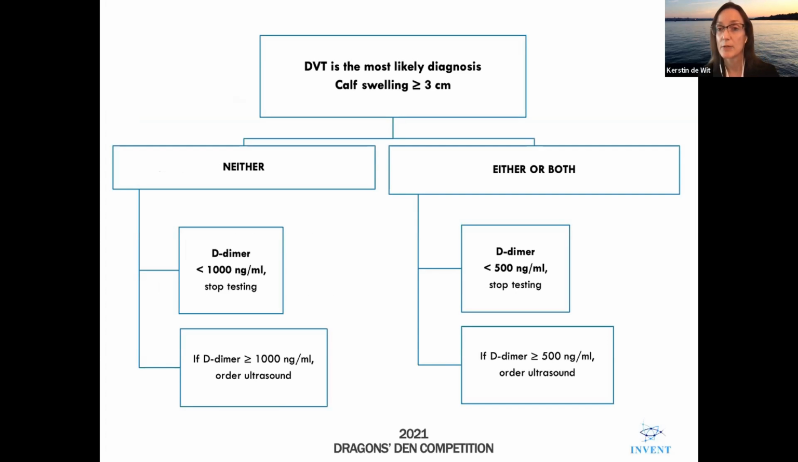This is the DAYS flowchart. So the physician starts with assessment to see if deep vein thrombosis is the most likely diagnosis or whether there is more than 3 centimeters of calf swelling. If neither exists, then they will use a D-dimer threshold of 1,000 nanograms per mL to exclude deep vein thrombosis. If either of those exist, then the physician will use a D-dimer threshold of 500 to exclude deep vein thrombosis without diagnostic imaging.